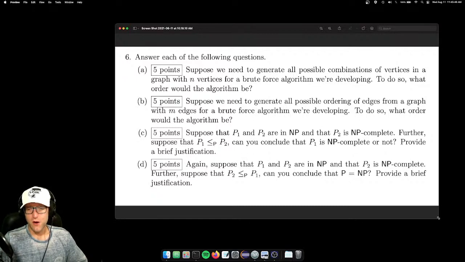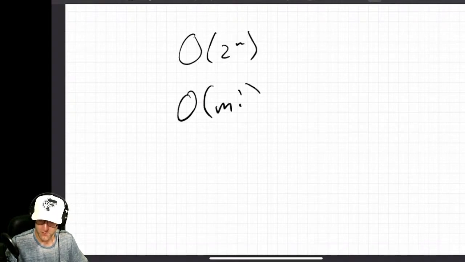Right? Suppose we need to generate all possible orderings of edges from a graph with m edges for a brute force algorithm we're developing. To do so, what order would the algorithm be? For ordered, the key word there is ordering. For ordered combinations, then we're talking about permutations. And if you're ordering m of them, then of course that's order m factorial, right? So 2 to the n and m factorial. Again, for more visual, it's going to be order 2 to the n and order m factorial. Okay.